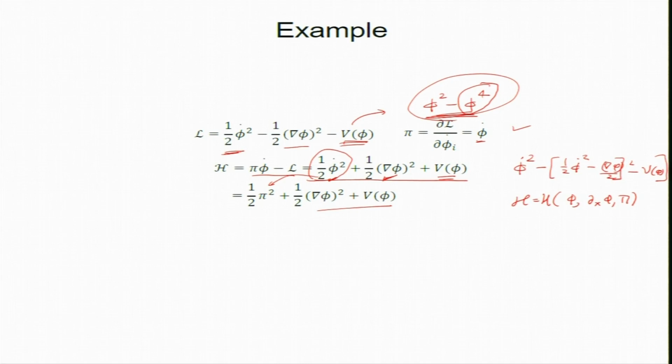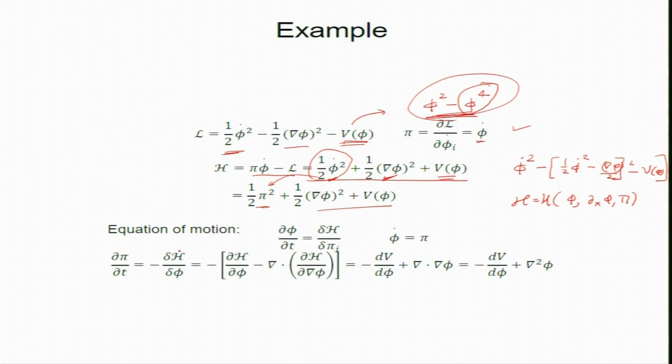Now, given the Hamiltonian, I can derive the equation of motion. So, I wrote that d phi dt is the functional derivative of H with respect to pi. So, here it is straightforward, the right hand side will be just pi. So, phi dot is pi. Okay. Straightforward.